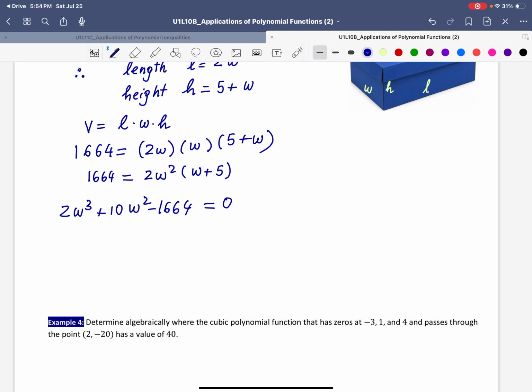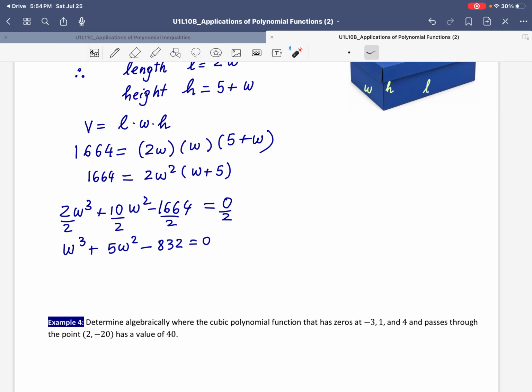So in this case, we're going to have to factor. And the smaller the coefficients, the easier it is to factor. I notice all these coefficients are even numbers, so they're all divisible by 2. So I end up with W to the power of 3, and then plus 5W squared, and then minus, so here we go, 1664 divided by 2, that's 832. And 0 over 2 is 0.